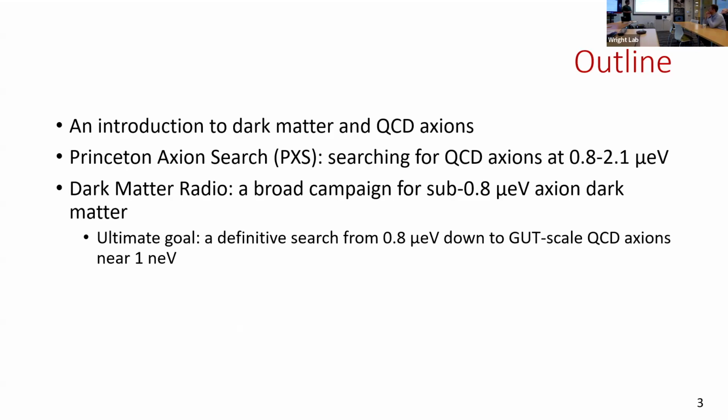So first, I'll start with a bit of motivation as to dark matter and QCD axions, and why we want to look for them. And then I will delve into the Princeton Axion Search, a new search for axions between 0.8 and 2.1 micro-eV. This is really charting a course toward doing both this QCD axion science and charting a course towards the future. And in that context, I'll talk about DMRadio, which is a broad campaign for sub-0.8 micro-eV axion dark matter. And the ultimate goal, as I said, 20 years down the line, is to probe the QCD axion all the way down to nano-eV, where you could potentially probe GUT scale physics.